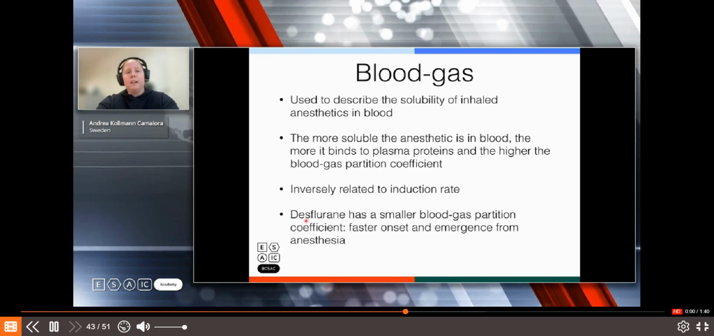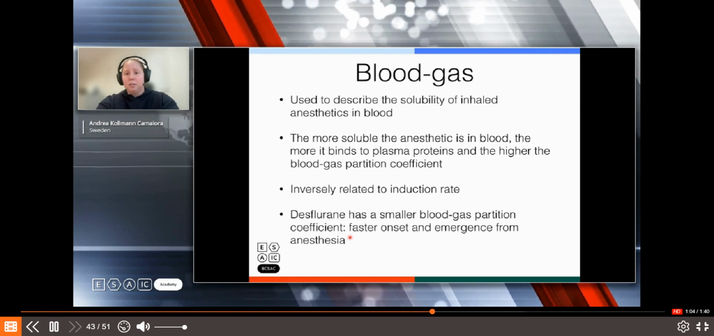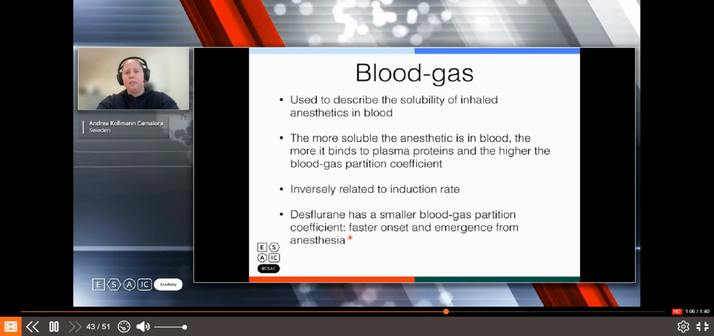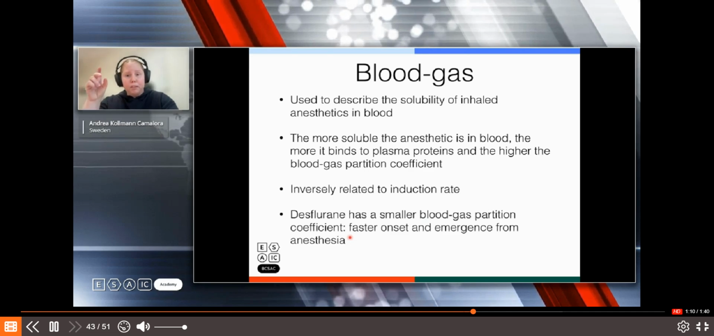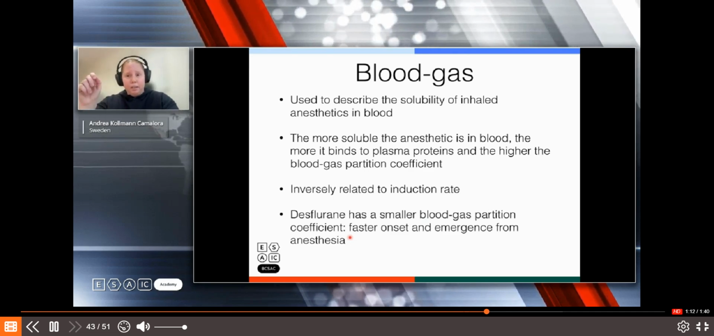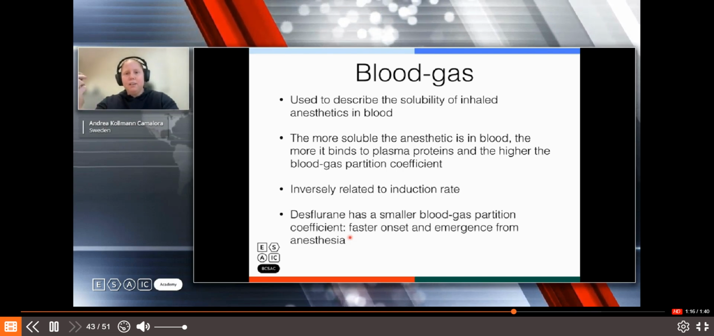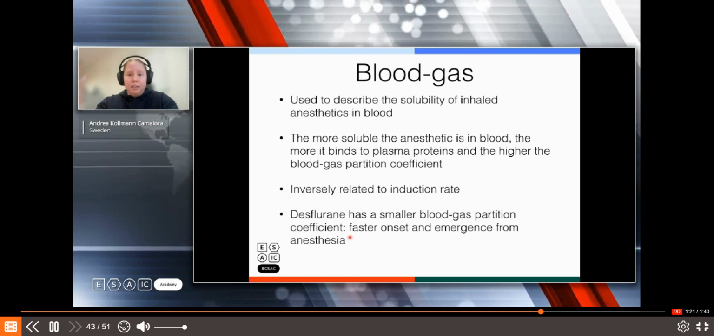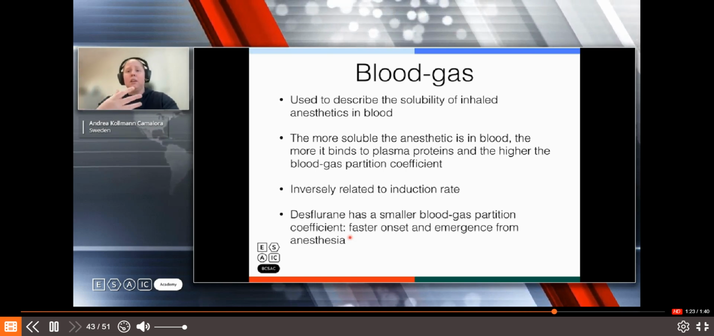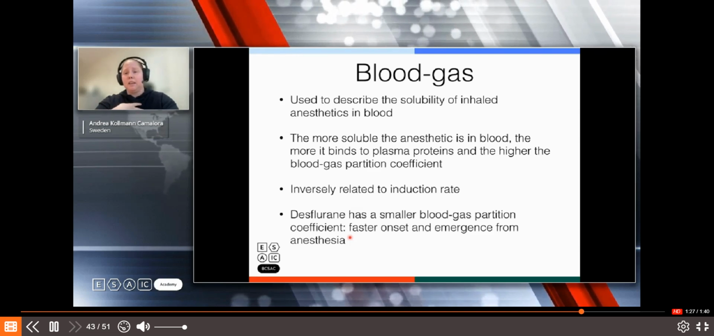For example, desflurane has a very small blood gas partition coefficient. So you could think, oh, desflurane, this is the best. I can do an induction anesthesia with desflurane because it will go super fast. And yes, in theory, but sadly, desflurane has adverse effects that prevent you from doing an induction anesthesia with desflurane, because it is irritant to the airway and it can give you tachycardia and tachyarrhythmias.